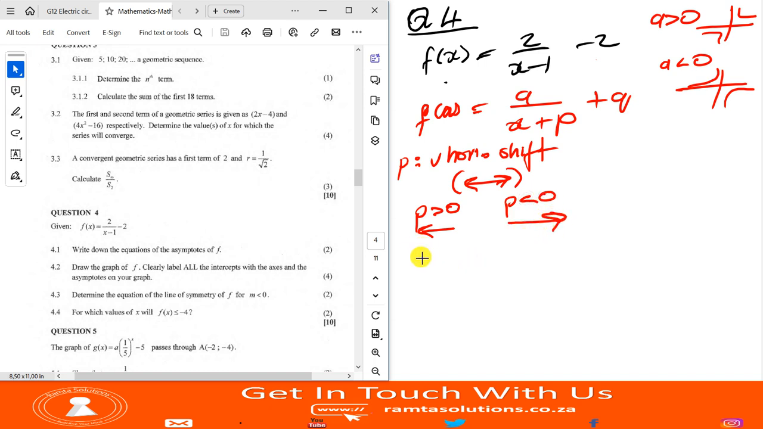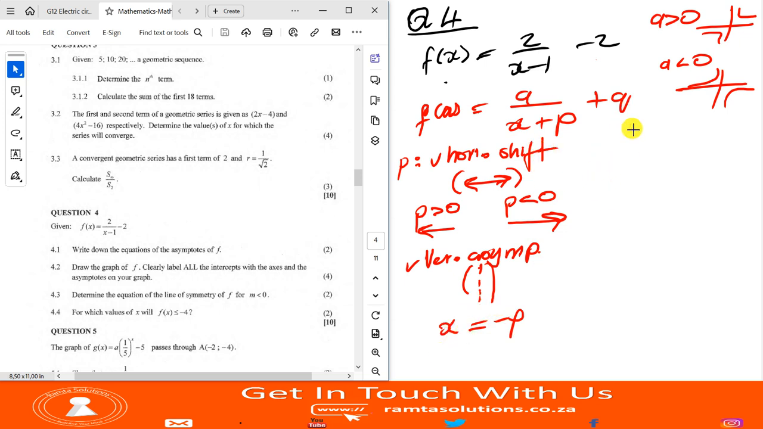Now it is also what we call the vertical asymptote. Remember, this is the vertical line where the function does not exist. So with this, we will say this is where x is equal to negative p. Pay attention, this is where x is equal to negative p.